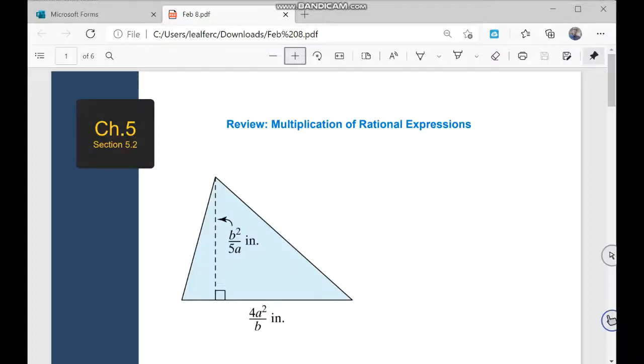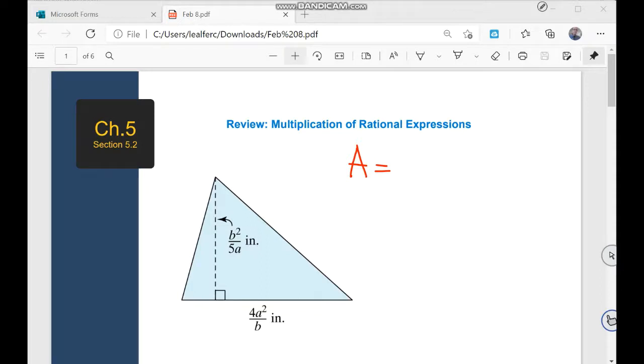Let's start with a quick review from last week. Last week, especially Thursday and Friday, we worked on multiplication of rational expressions. That's an example, an application in geometry. What is the area of this triangle? Can you find what is going to be the formula?